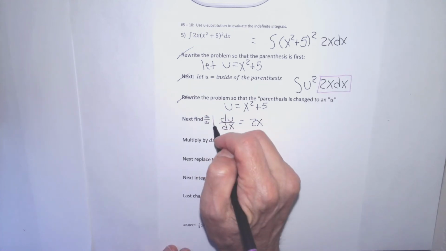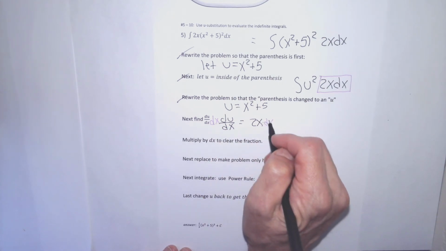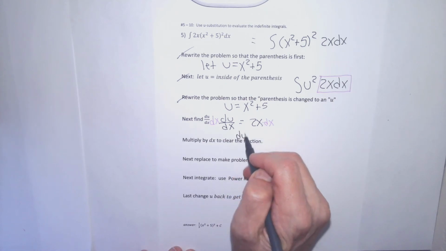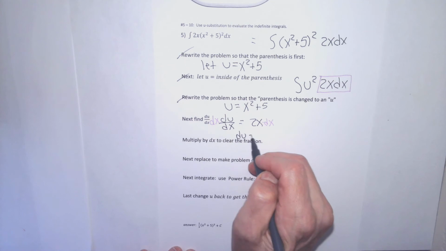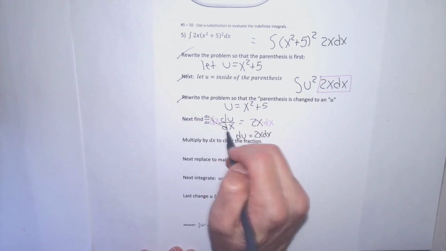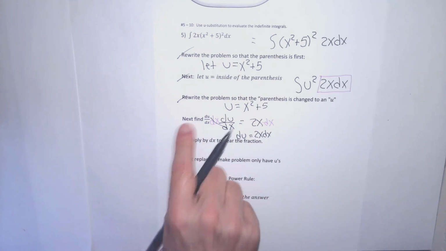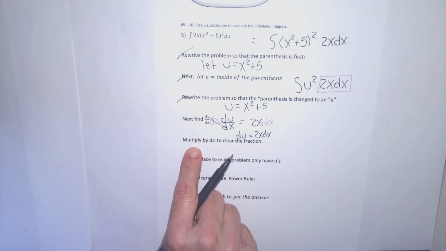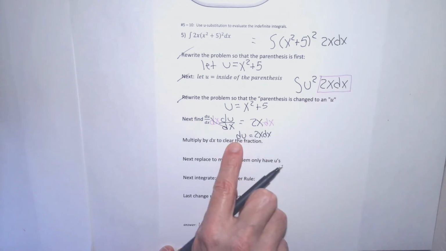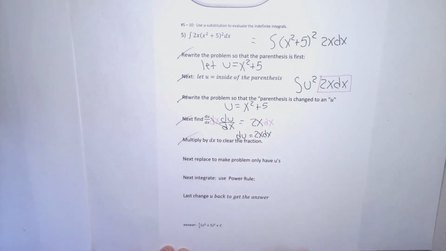If you got comfortable skipping this middle step here and going straight to the step that's needed, that would be better than what I'm just showing right now. If you went from u equal to x squared plus 5 to du equals 2x dx and didn't show this multiplication by dx, that's a good thing. So I found du dx, I multiplied by dx to clear the fraction, and now I'm going to replace. I'm going to take this 2x dx and replace it with du.